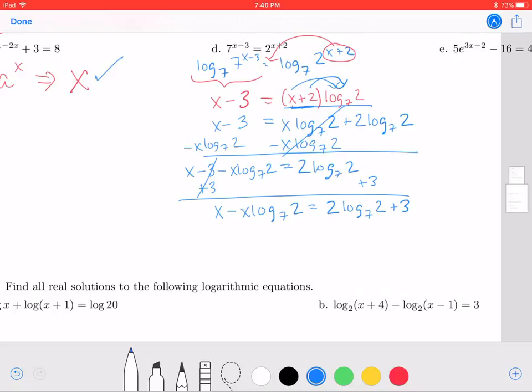So left side of the equation, want to get x by itself. Well, it just so happens that this term has an x in it and that term has an x in it. So what I'm going to do is actually factor out an x. So if I take an x out of the first term, I'm just left with 1. If I take an x out of the second term, I'm just left with log base 7 of 2. And my right side hasn't changed.